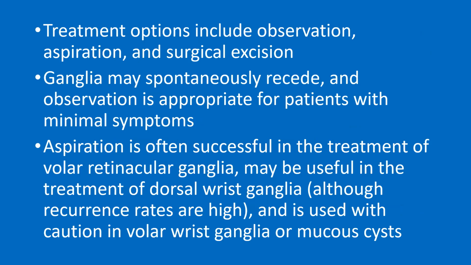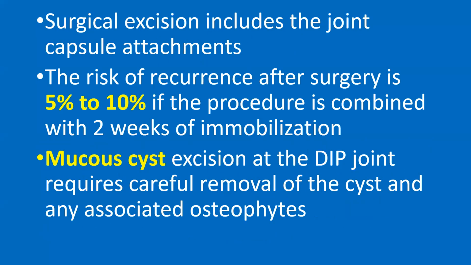Aspiration is often successful in the treatment of volar retinacular ganglia and may be useful in the treatment of dorsal wrist ganglia, although recurrence rates are high, and it is used with caution in volar wrist ganglia or mucous cysts. Surgical excision includes joint capsule attachments. The risk of recurrence after surgery is 5 to 10% if the procedure is combined with 2 weeks of immobilization.